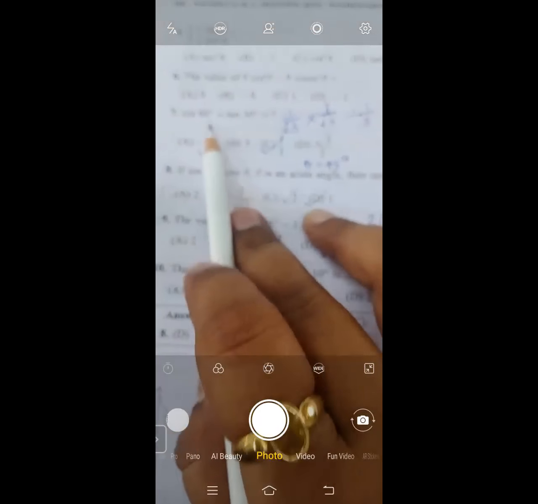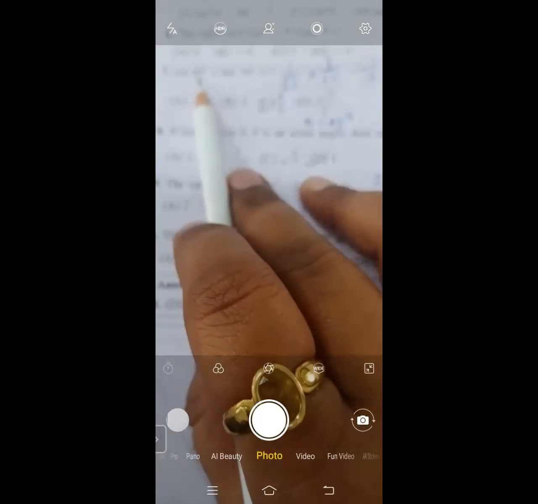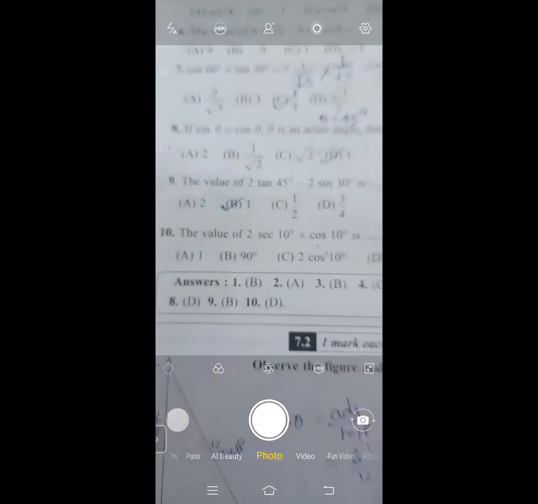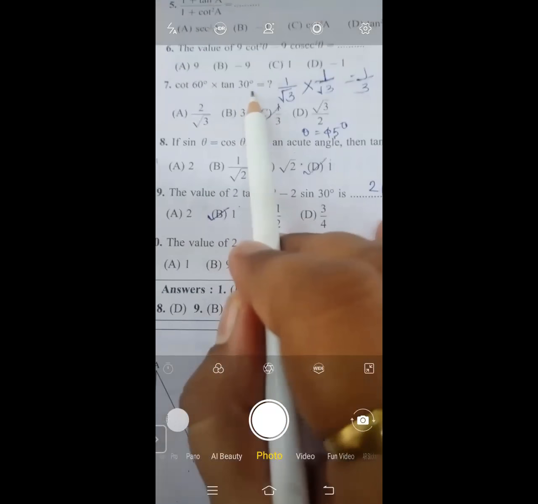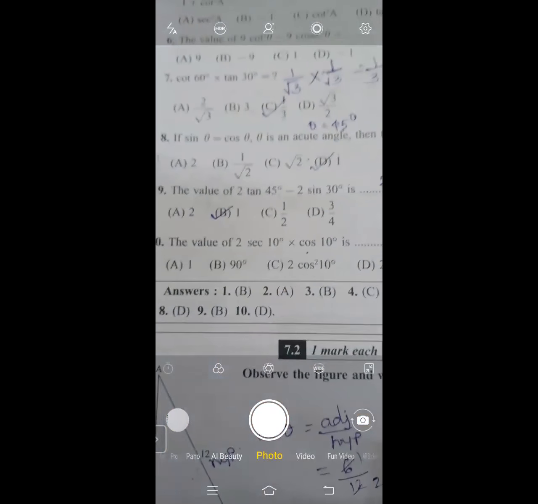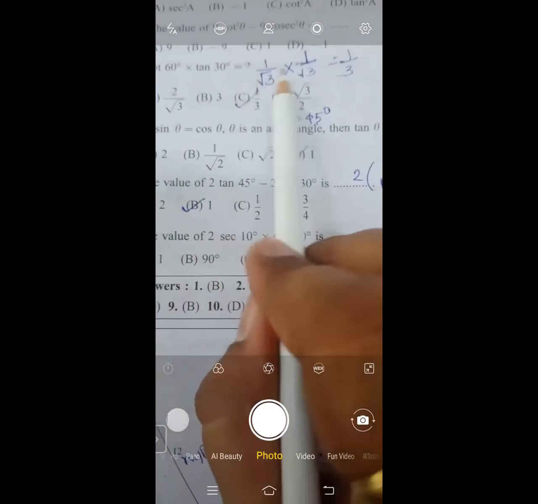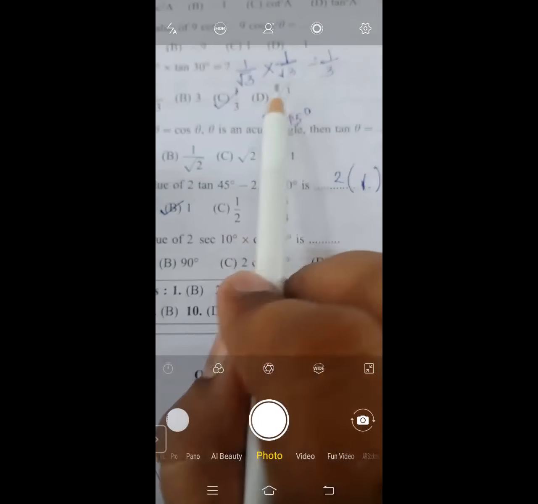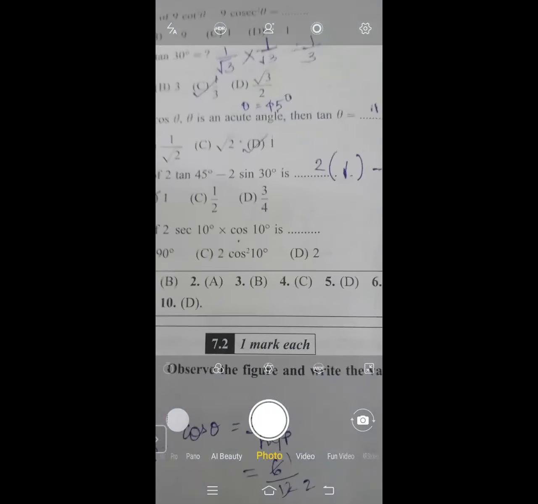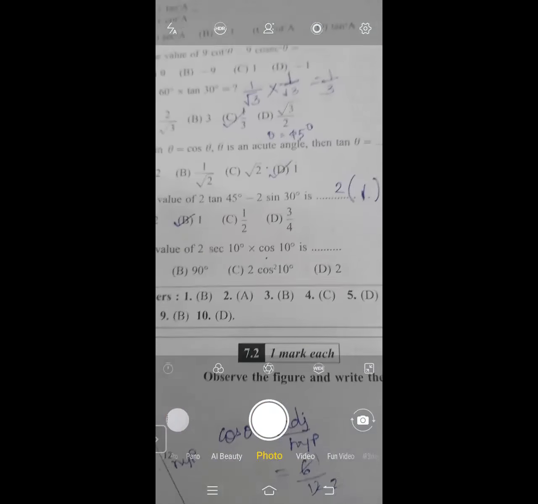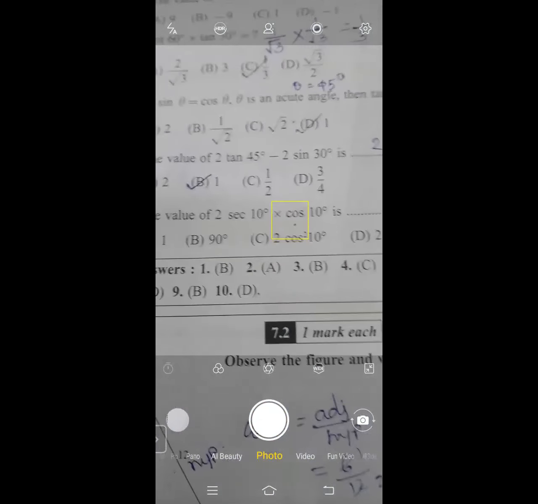We had solved this one, which is cot 60 degree into tan 30 degree. I have just written the values of cot 60 degree, which is 1 upon √3, and tan 30 degree, which is also 1 upon √3. When I multiplied numerator with numerator, I got the value 1. √3 into √3 is just 3. So the answer is 1 upon 3, which is present in your option list.